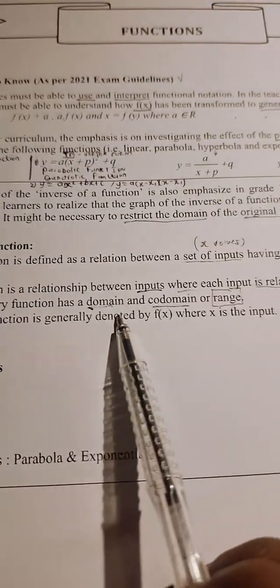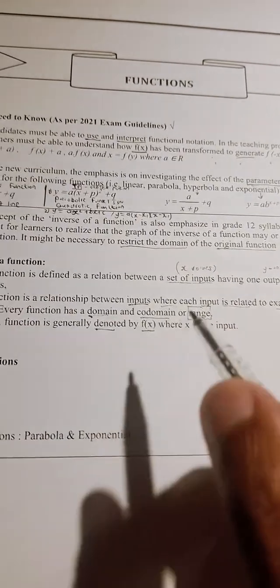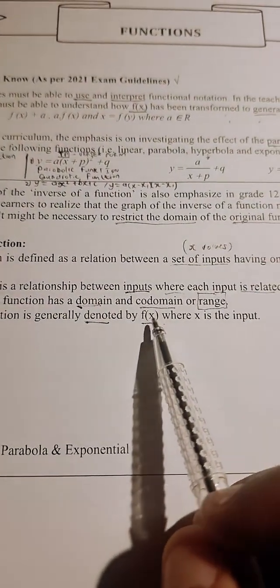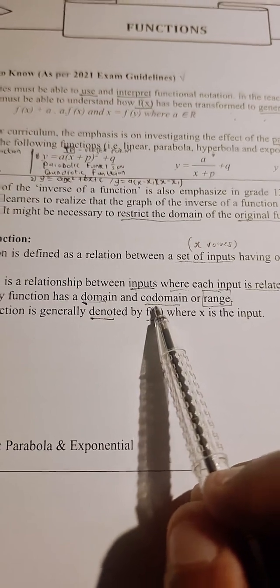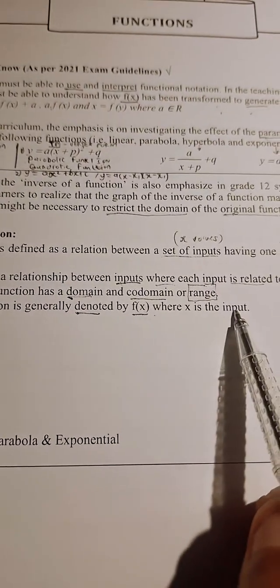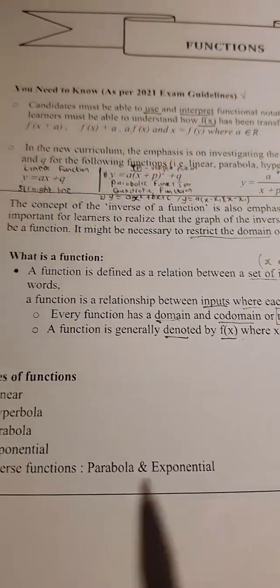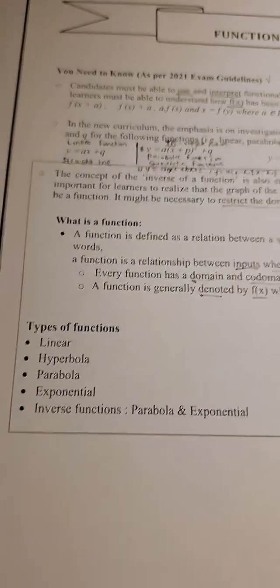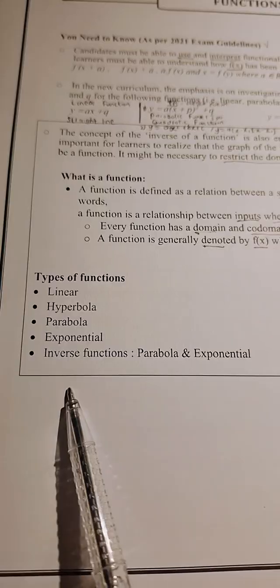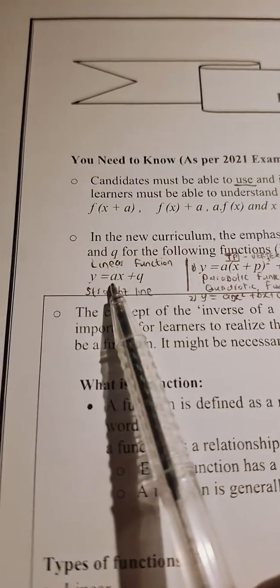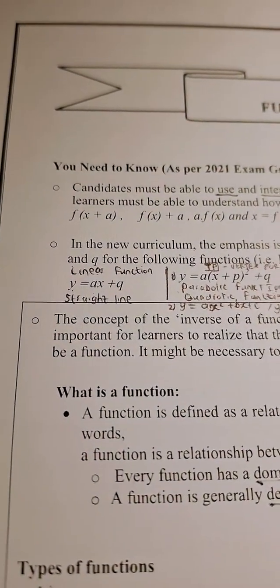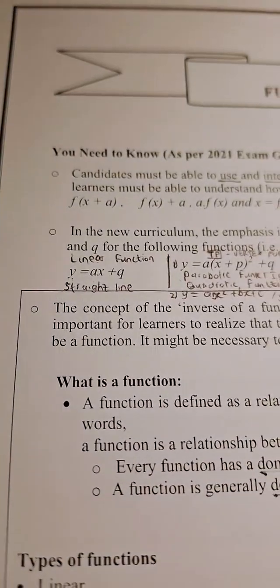Okay, a function is generally denoted, or shown, by f of x, where the x here refers to the input value, where x is the input. That's why I was saying the set of inputs is your x values. So f of x denotes, or basically refers to, a function. Of course, we've just learned that the types of functions we have include linear. So this y can be replaced by f of x instead of just having the y there.